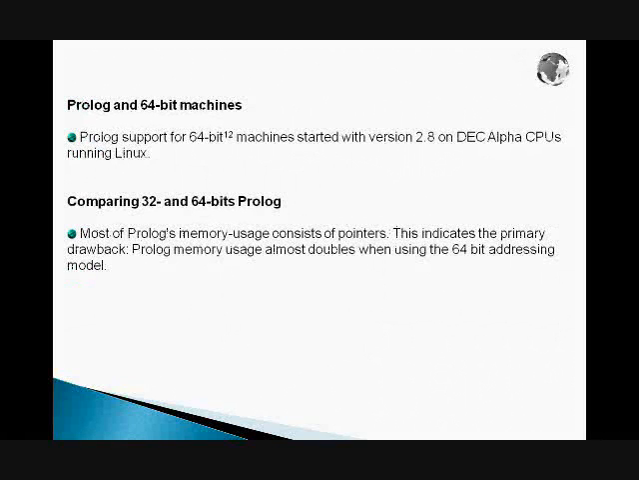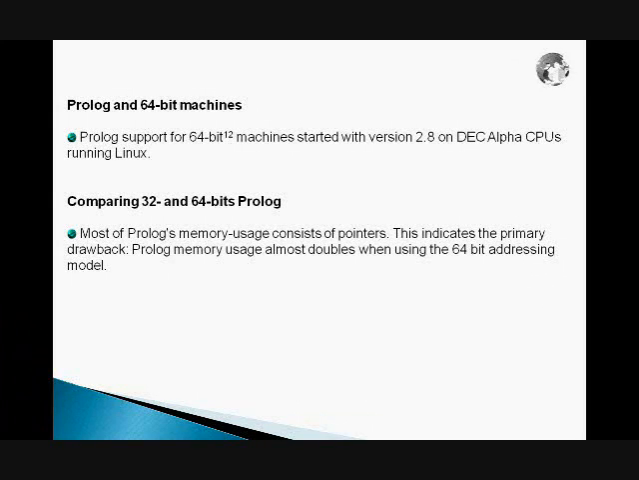Prolog and 64-bit machines. SWI Prolog supports 64-bit machines, where we refer to CPUs where memory addresses are 64-bit wide. Support started with version 2.8 on DEC Alpha CPUs running Linux. Initially, 64-bit hardware was developed to deal with addressing demands of large databases running primarily on expensive server hardware. Recently, CPUs that support 64-bit addressing have become commonplace, even in low-budget desktop hardware. Most of today's 64-bit platforms are capable of running both 32-bit and 64-bit applications.